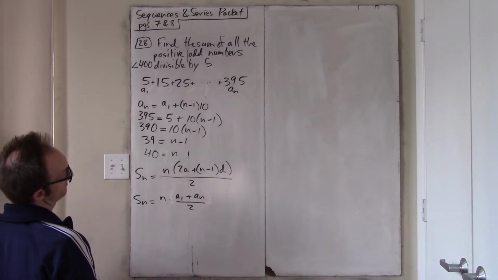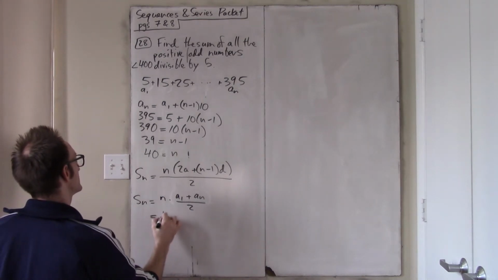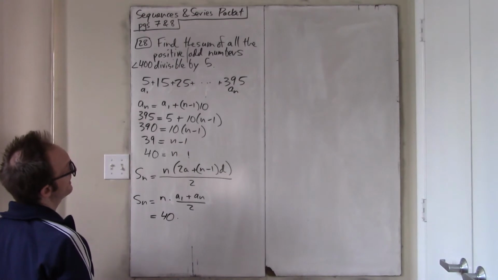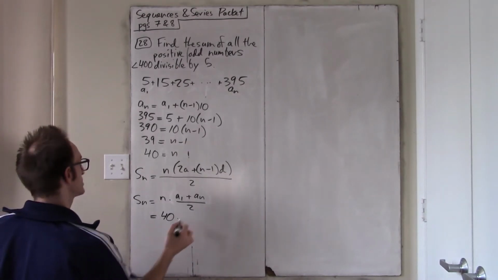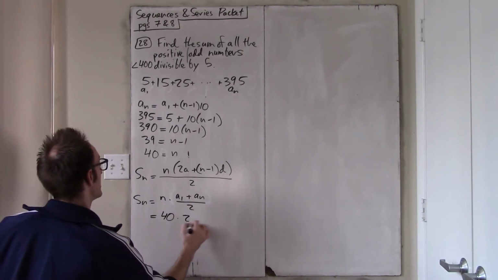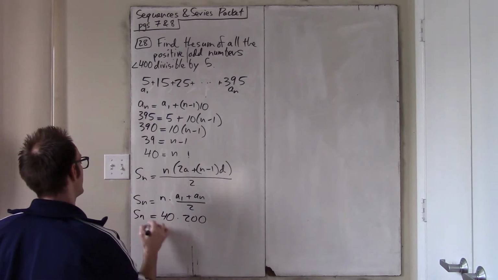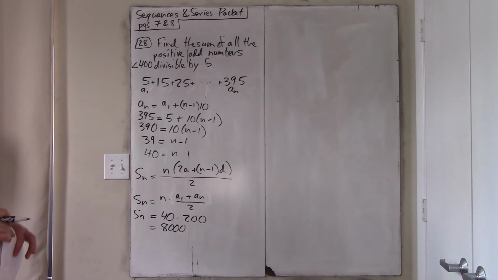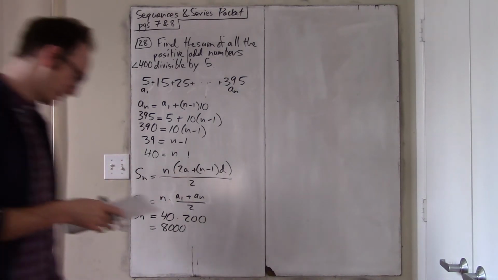So this might seem to be easier, right? Because this is the 40th term, I have 40 terms altogether, and the average of the first one and the last one is just 200. So, cha-cha, and therefore this sum is 8,000. Then there are other ways to do it. You could just plug all the numbers into this formula. Okay, that's good enough.